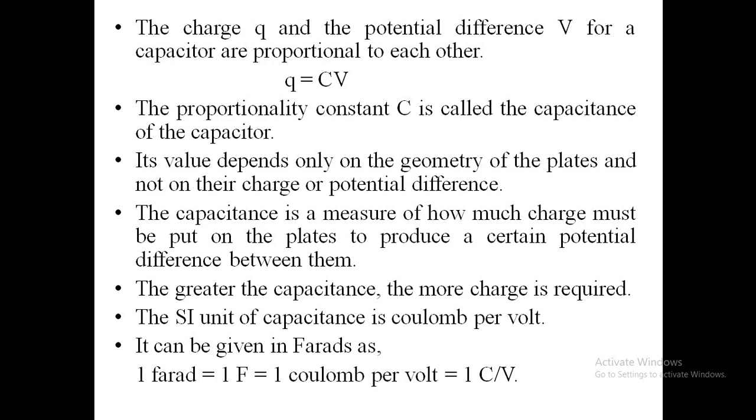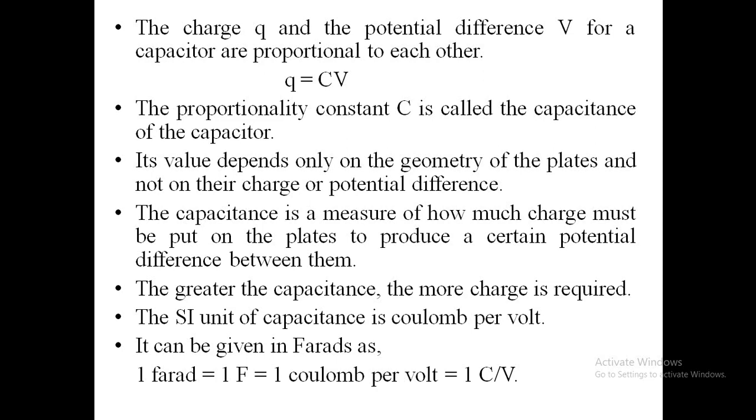The charge Q and this potential difference V are proportional to each other and are given by the relation Q is equal to CV, where C is a proportionality constant which is termed the capacitance value of the capacitor. This capacitance value depends only on the geometry of the plates and it doesn't depend on the charge or the potential difference existing between them.